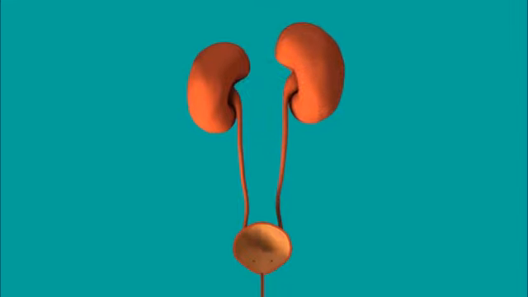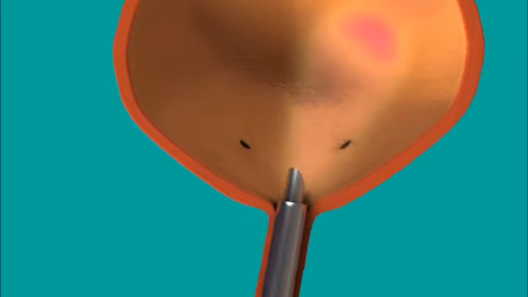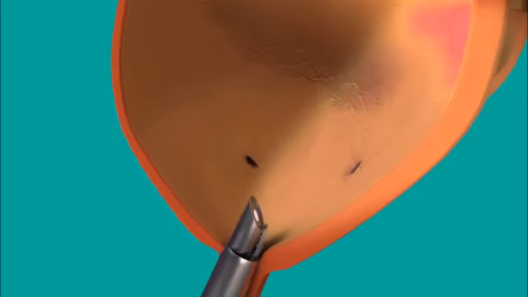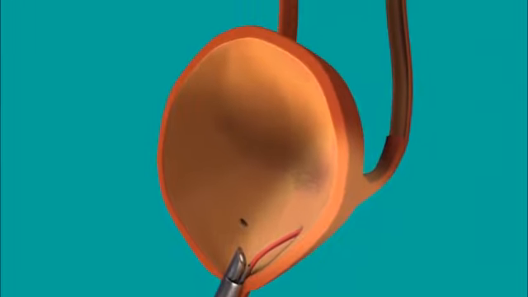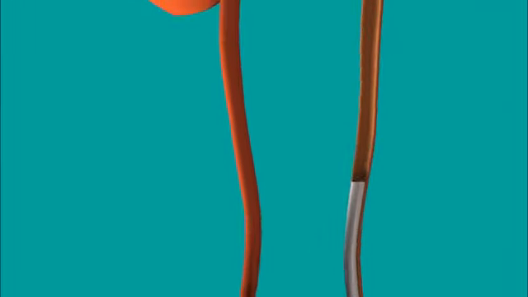Ureteroscopy is typically performed with the patient under general anesthesia. A small tube is passed through the urethra into the bladder, and from there, up into the ureter and into the kidney. A contrast study may be performed to assess the anatomy of the renal collecting system before stone removal.